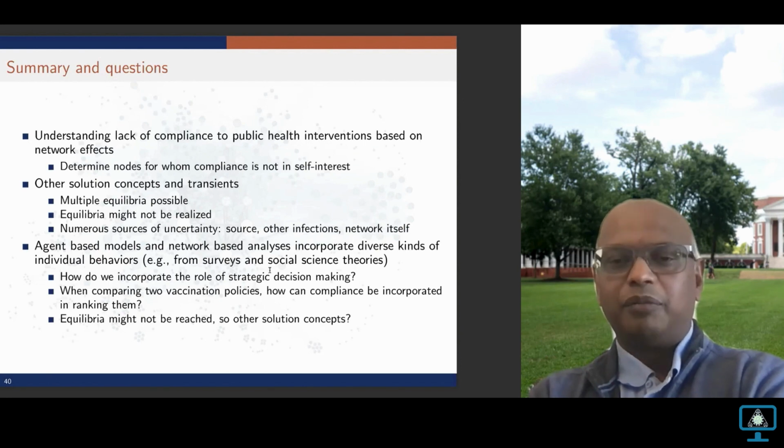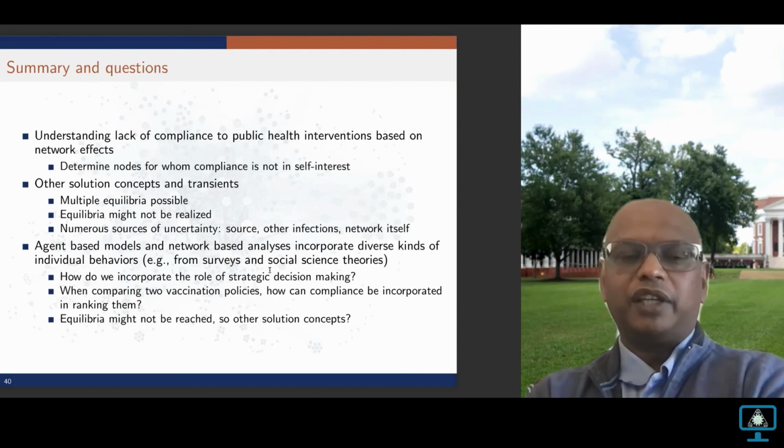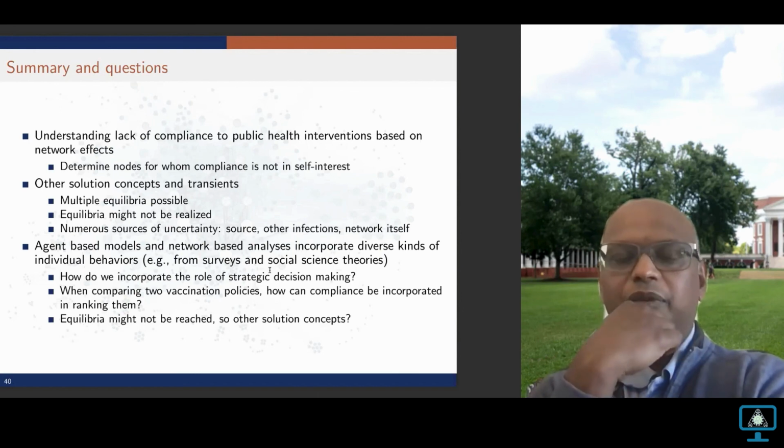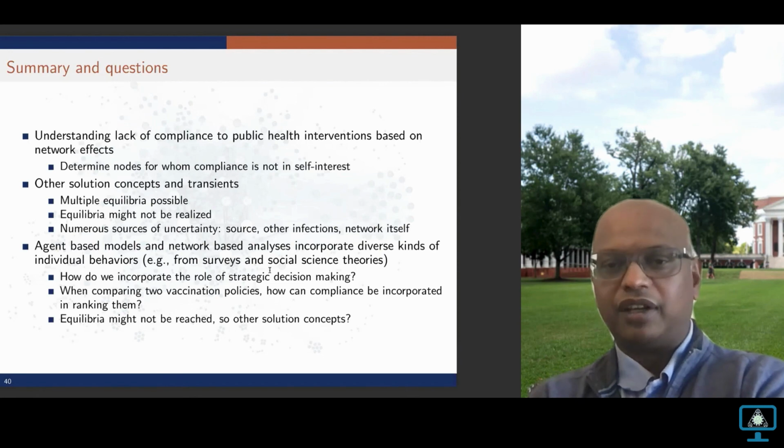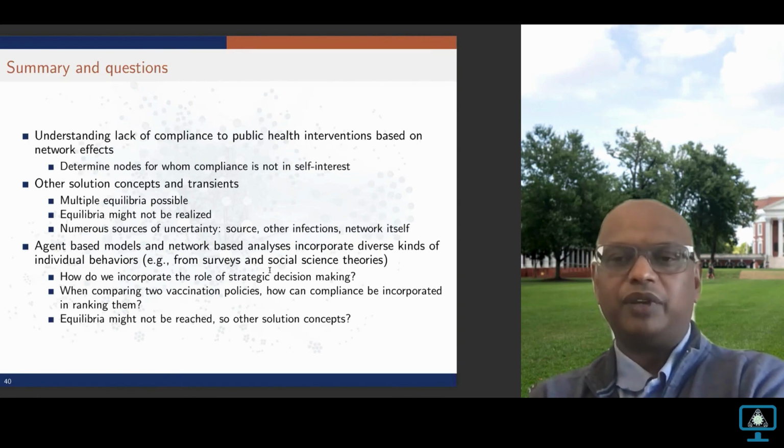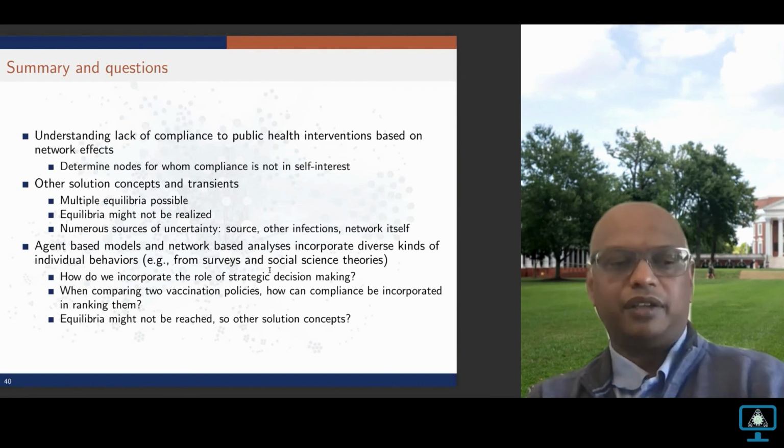Finally, one big question I would like to propose for the group, and would love feedback on: agent-based models and network analysis have become ubiquitous now. So in our simulations, we incorporate different kinds of behaviors, for instance, from surveys and social science theories or cognitive science and so on. How do you incorporate the role of strategic behaviors?